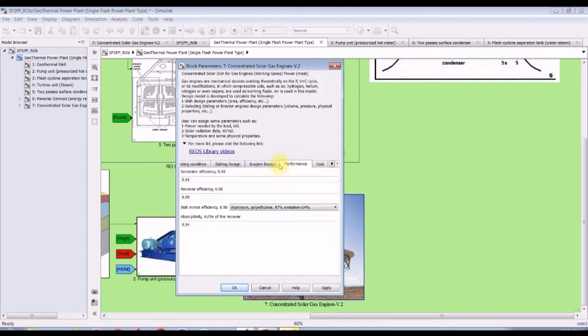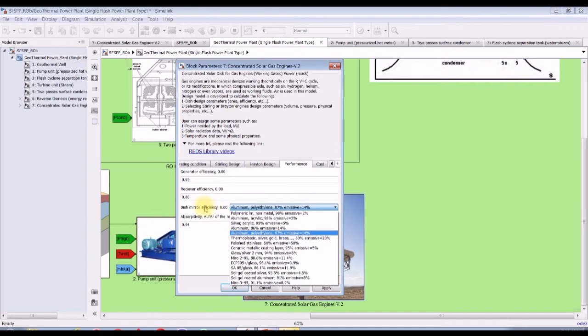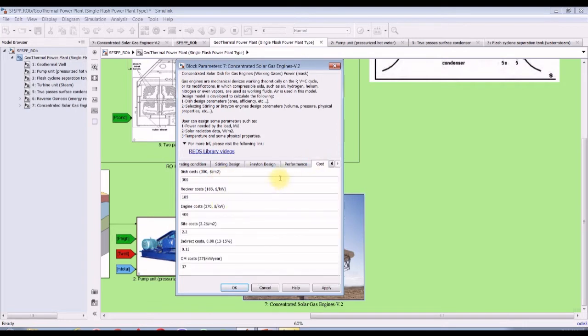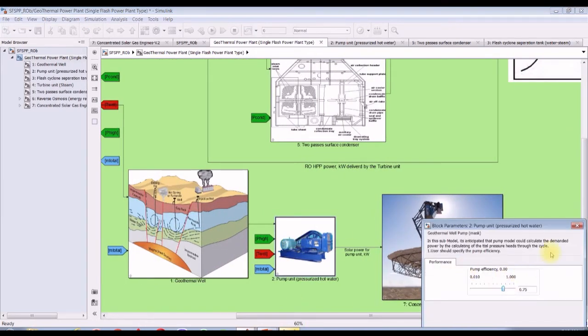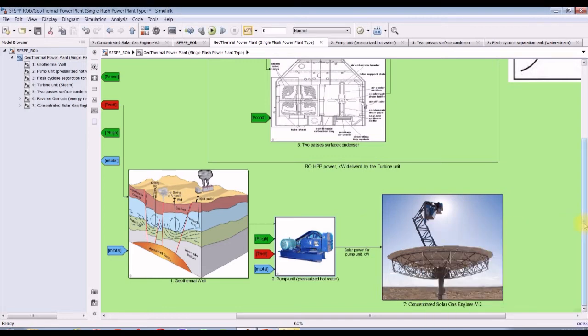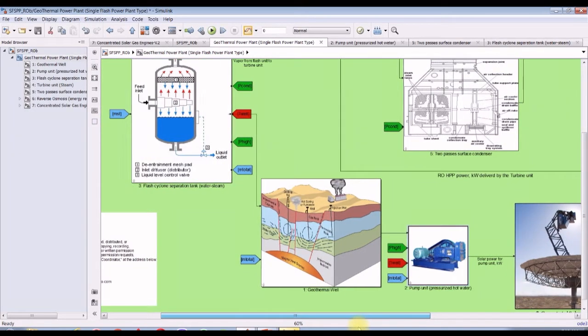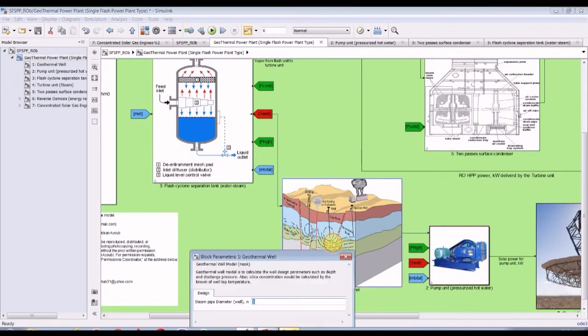For performance, this is mirror efficiency, receiver efficiency, dish mirror efficiency. It's okay. I'll keep this. Acoustic considerations, I'll keep it. Okay. For the pump, it's okay. Its efficiency is 75%.